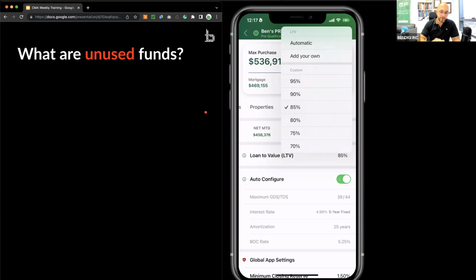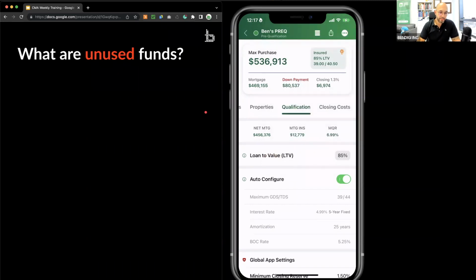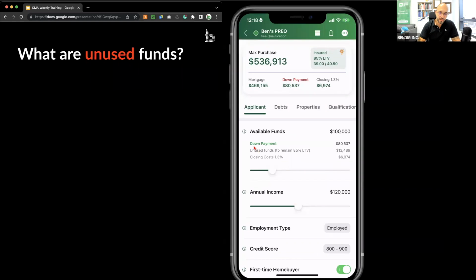Now, when you do that, sometimes something strange happens. This down payment becomes red. And you wonder why. So you tap on it. You will see that the available funds were 100,000, sure. Our down payment is now 80,000. There are unused funds, and then there's our closing costs.